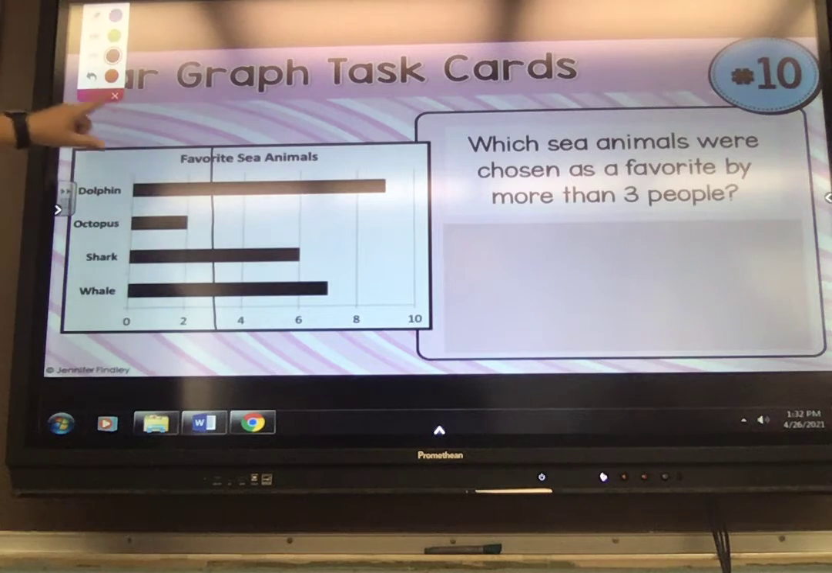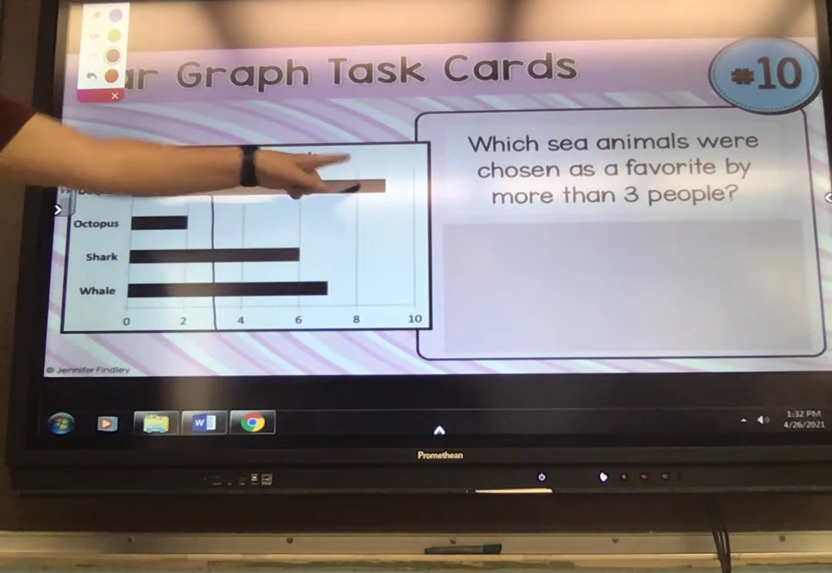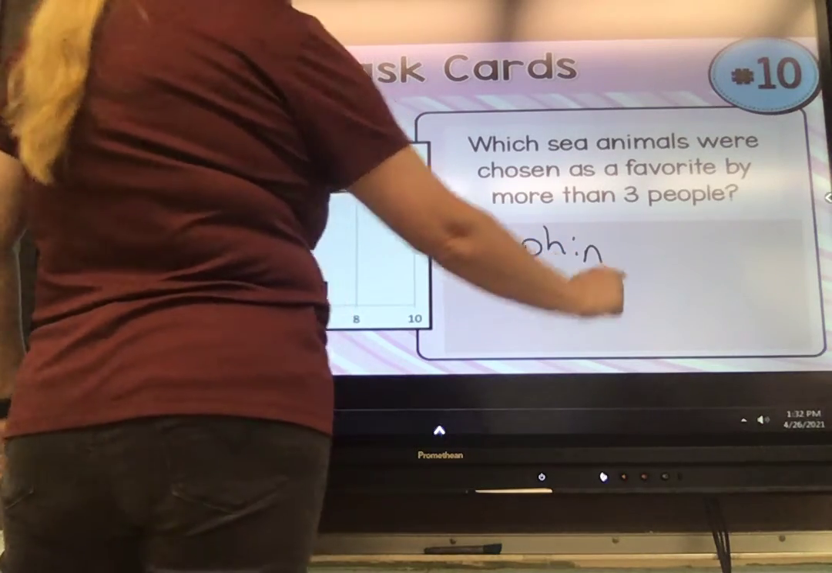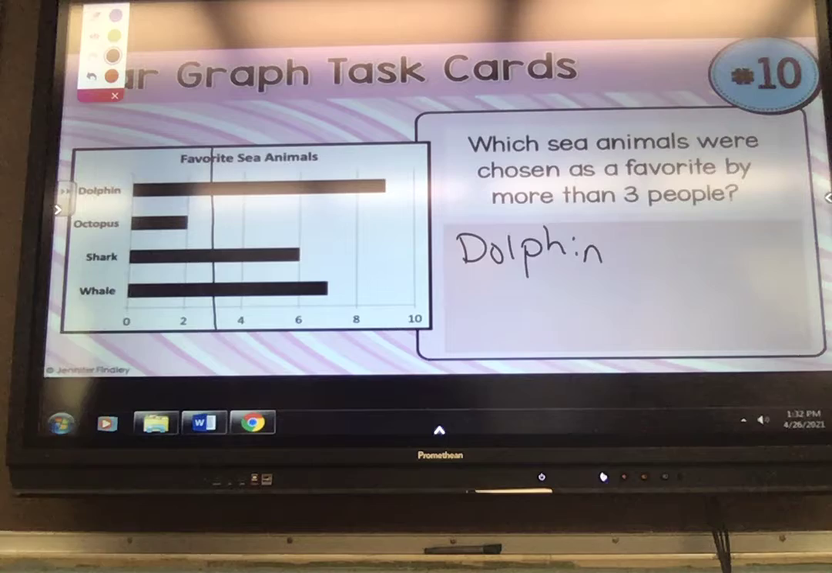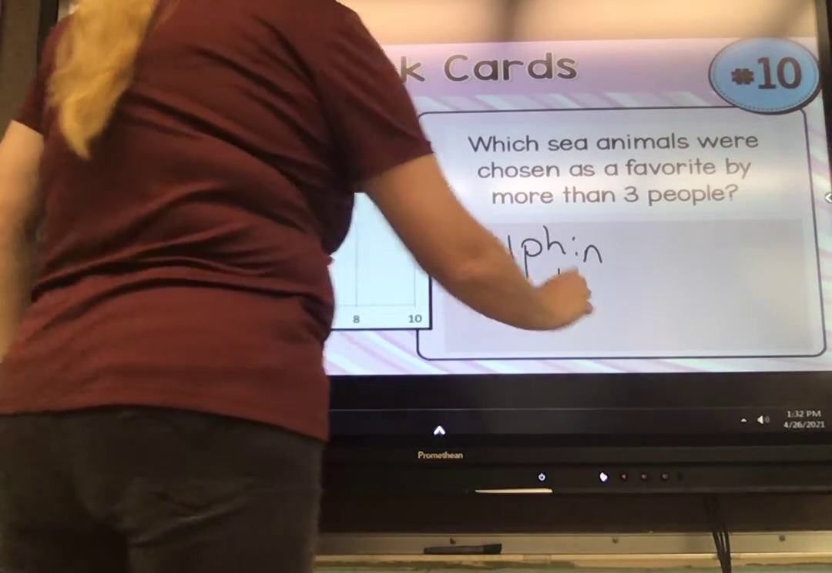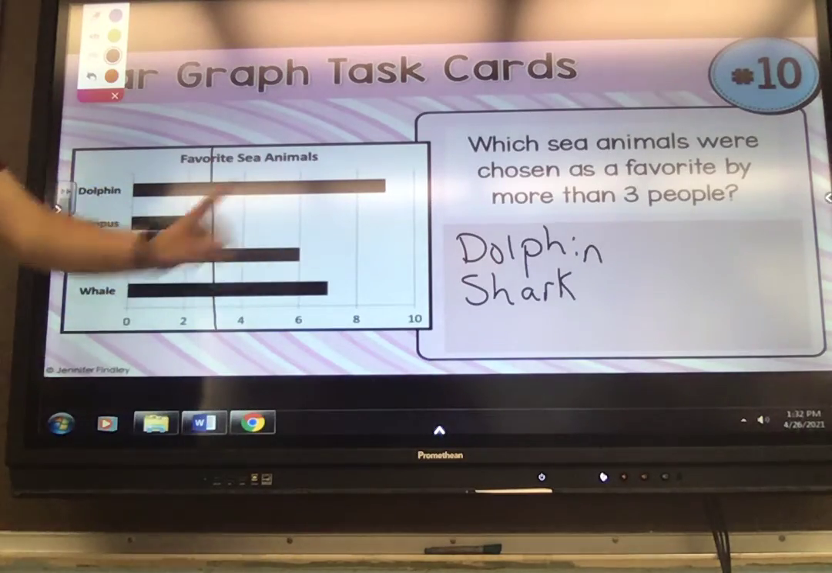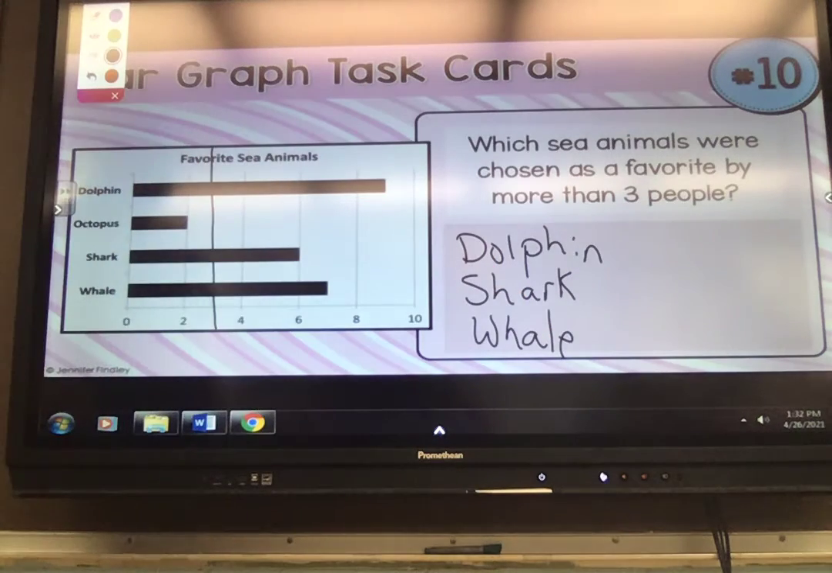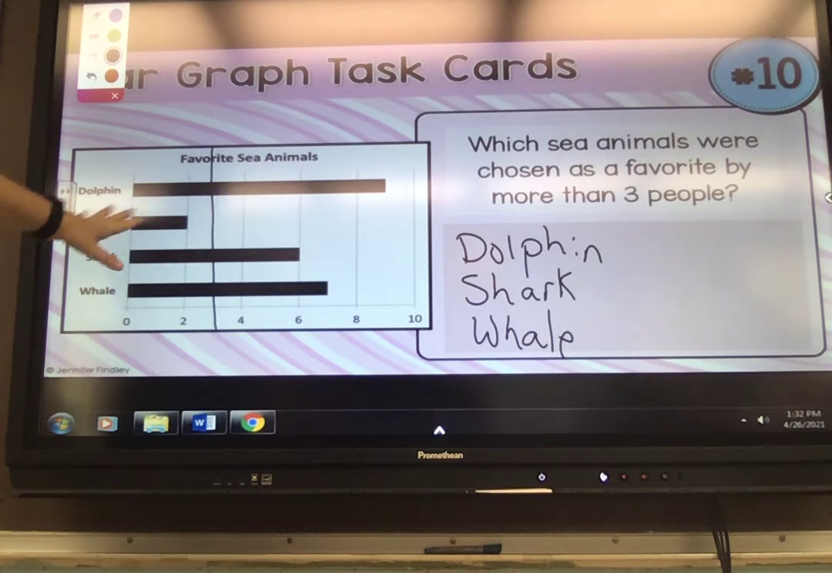So which ones are bigger than 3? Well, dolphin's way bigger. Anything else bigger than 3? Yeah, shark goes larger than 3. And whale, that line is longer than 3. So all 3 of these animals were picked by more than 3 people. The only one that's not bigger is octopus, so it's out. But the other 3 are bigger. So dolphin, shark, and whale.